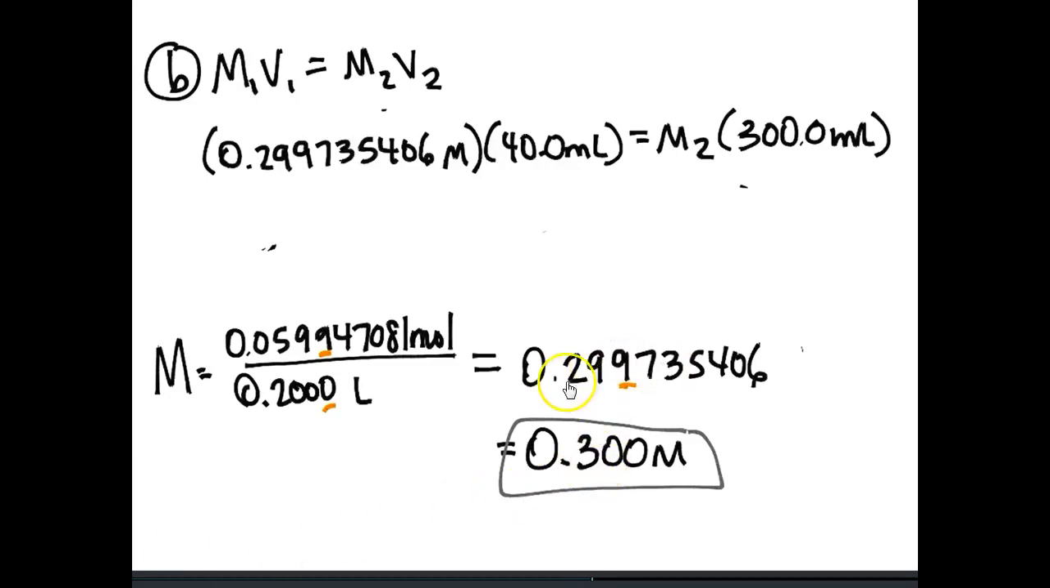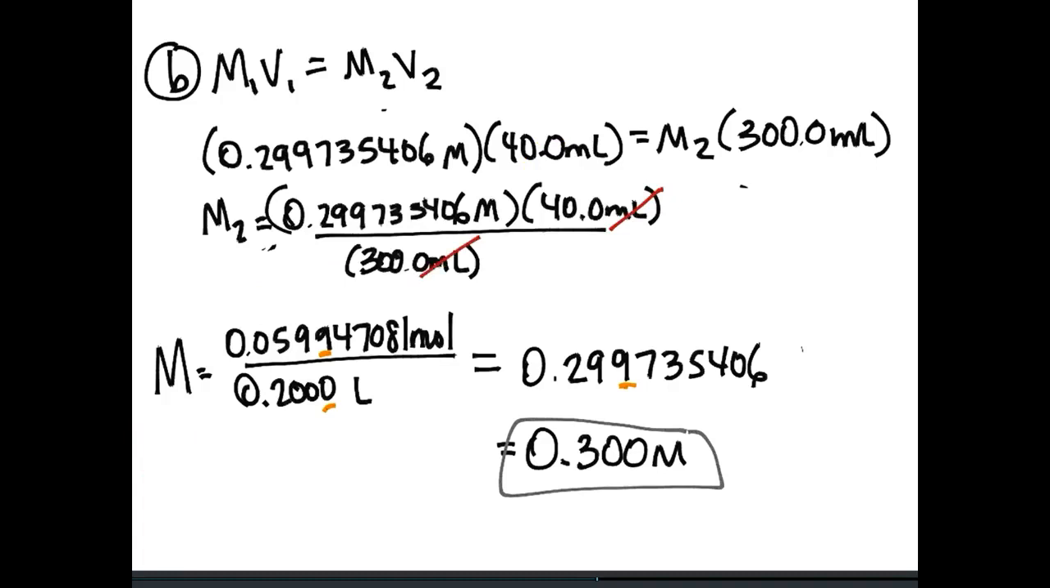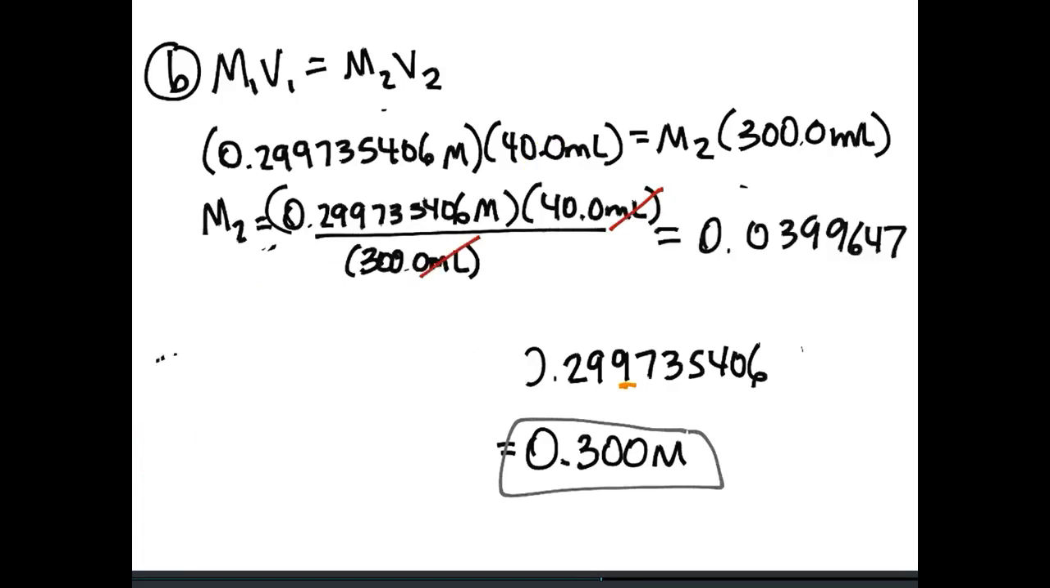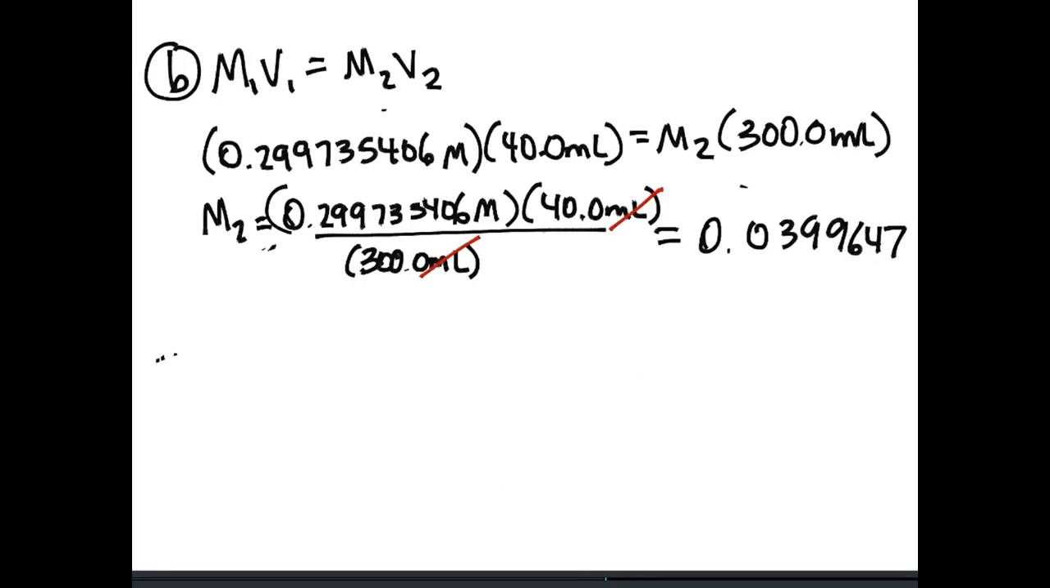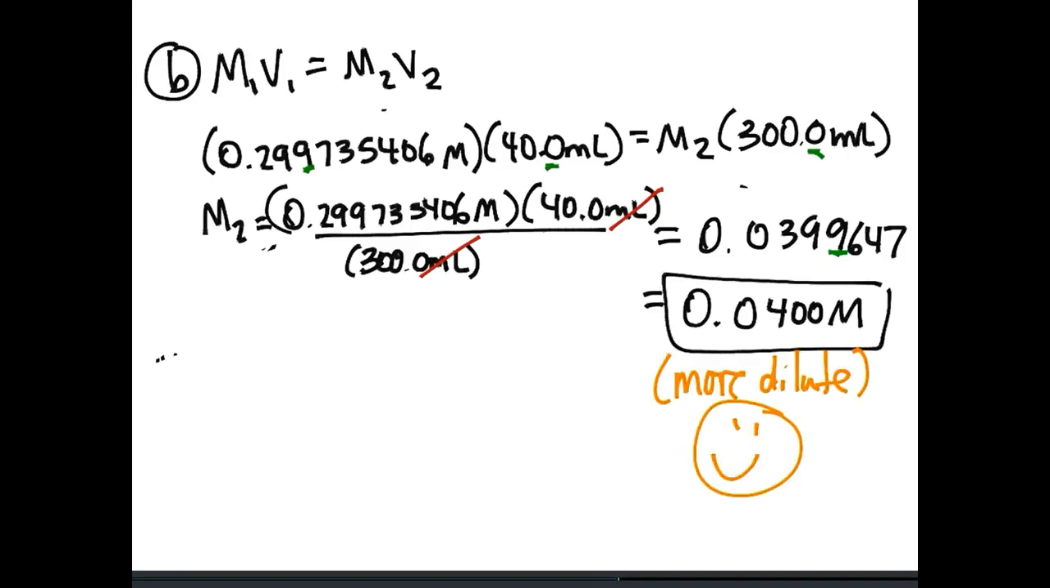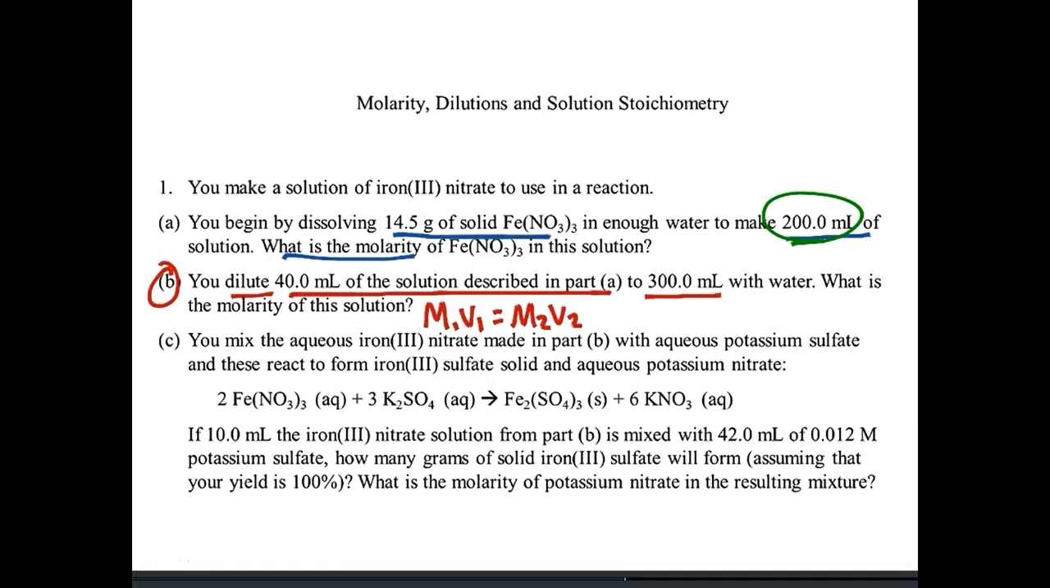M1 is this unrounded 0.299735406 number that I'm going to put up here. V1 is 40 milliliters. M2 is what we're solving for, and V2 is 300 milliliters. And that's going to give us 0.0399647 molar, which I'm going to round to 3 sig figs again, 0.0400 molar. And it's always good to verify that we get a number that's smaller than the original number, and that should be true because this is a dilution problem. So this should be more dilute than the original solution.